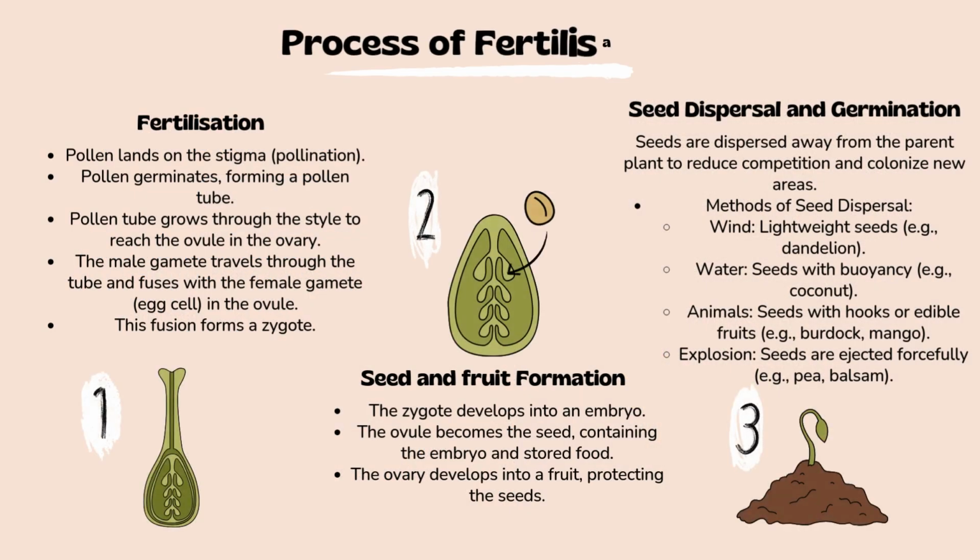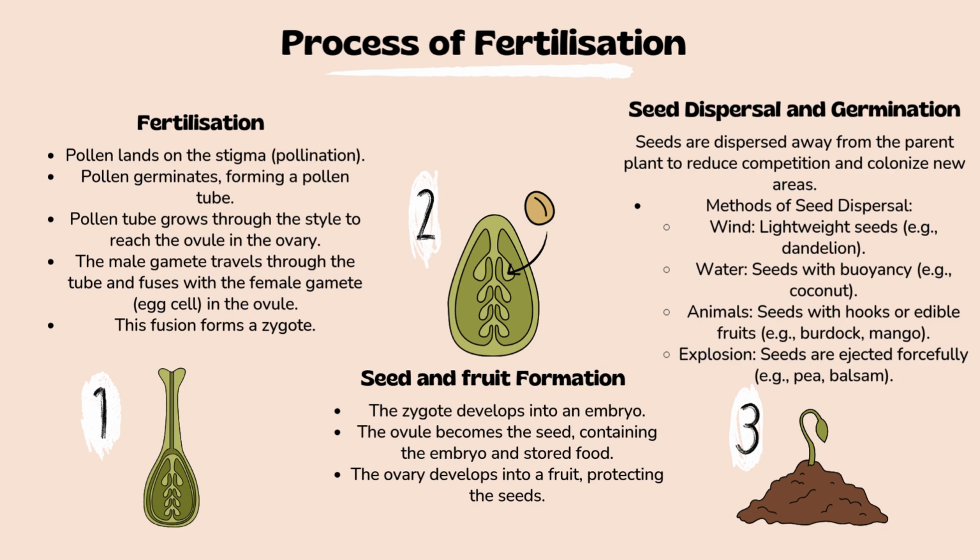Process of fertilization. Pollination: pollen lands on the stigma. Pollen germinates, forming a pollen tube. The pollen tube grows through the style to reach the ovule in the ovary. The male gamete travels through the tube and fuses with the female gamete, egg cell, in the ovule. This fusion forms a zygote. Seeds and fruit formation: the zygote develops into an embryo. The ovule becomes the seed, containing the embryo and stored food. The ovary develops into a fruit, protecting the seeds.